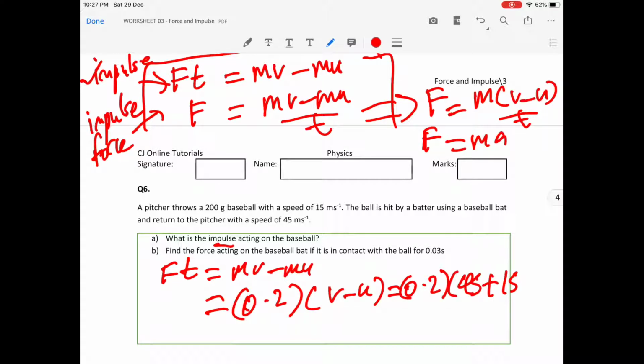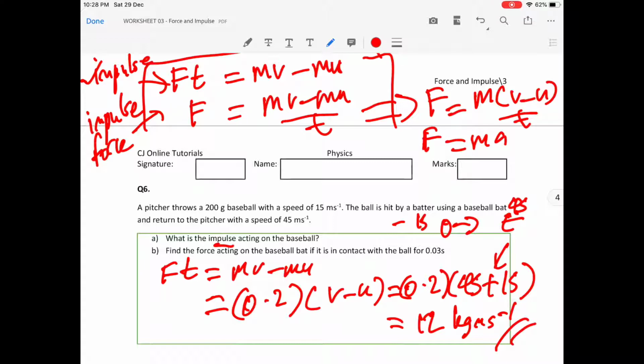So this is a plus sign here. Some of you ask why I use a plus sign. It's because the ball was initially traveling in one direction, assume it's 15 meters per second, and now it's going back at 45 meters per second. I set the ball going right-hand side initially as negative. So negative, you get a positive. If I solve this, I get 60 times 0.2, which is 12 kilogram meters per second. So that's part A.